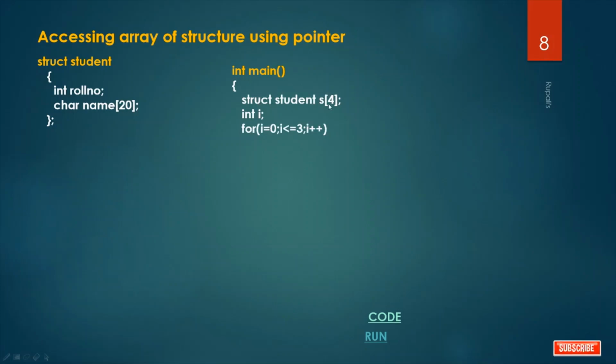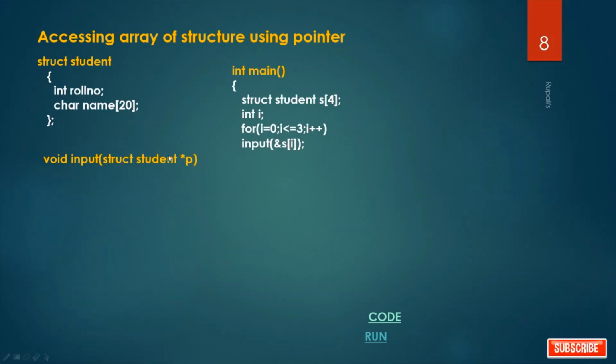Because it is an array, for taking input you have to execute one for loop for i equals to 0, i less than or equal to 3. So this loop will execute 4 times and you have to take the information from the user. So call one function input. So this is our input function, and here you have to send the address of S0 first time, S1 second time, S2 third time and S3 fourth time. So here you are sending the address of S0 first time, S1 second time in this way.